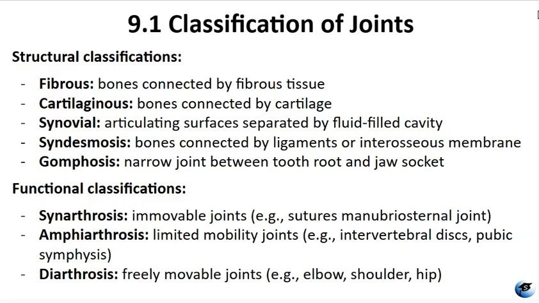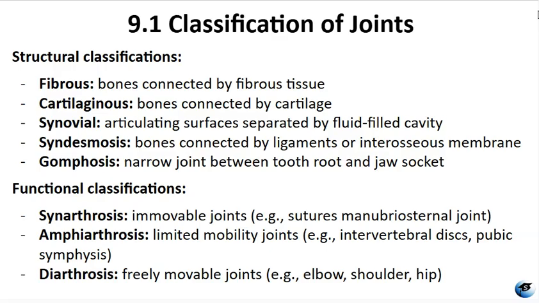Synovial joints are held together by fibrous connective tissue, hyaline cartilage, or fibrocartilage, and they do possess the joint cavity. All synovial joints are diarthrotic. Synovial joints are quite complex in structure, and they're the most numerous type of joint in the body, and they permit the greatest range of motion.